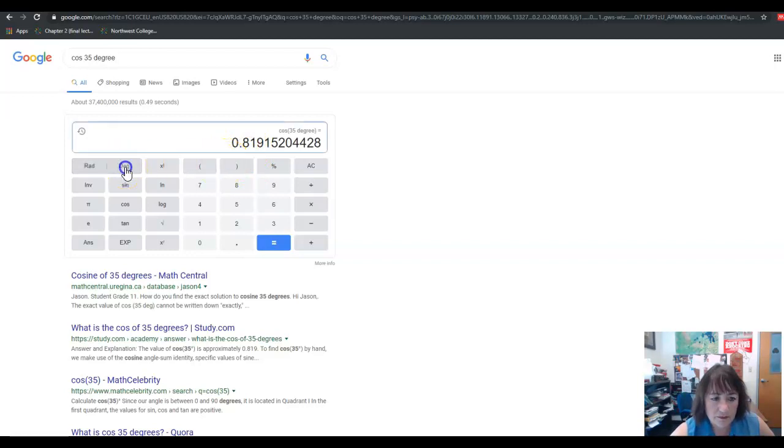Almost all cosine, sine, almost all trig functions are irrational numbers, so they'll go on and on forever. But I'm just going to round this off to 0.819.